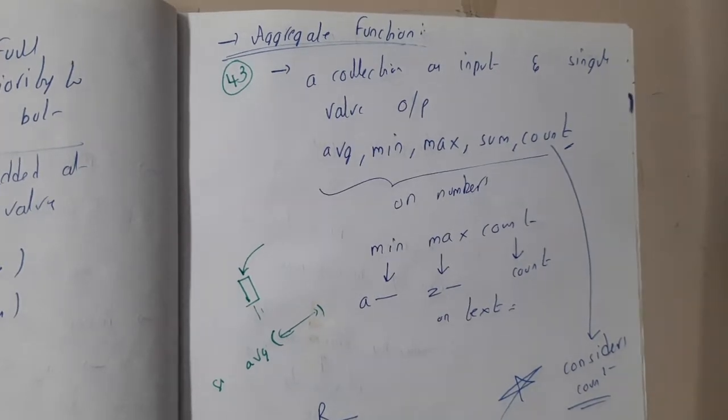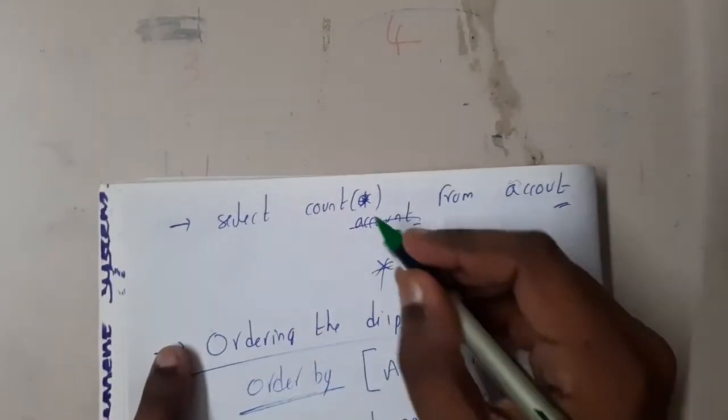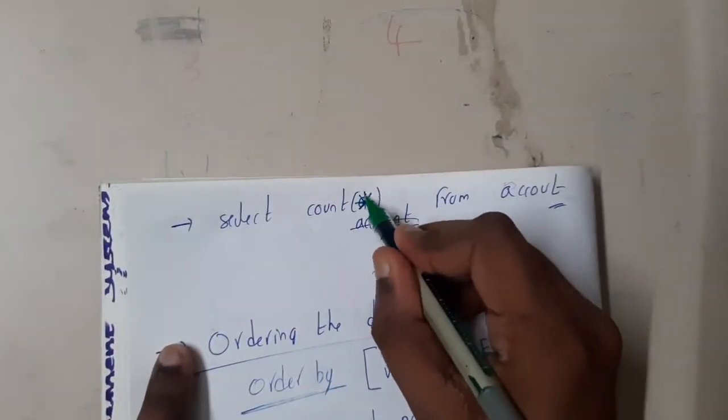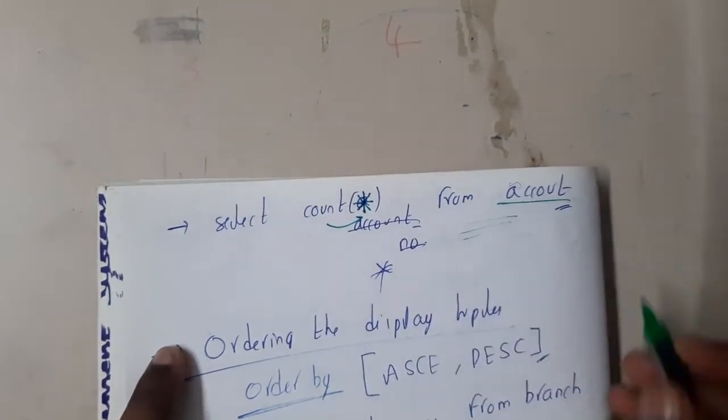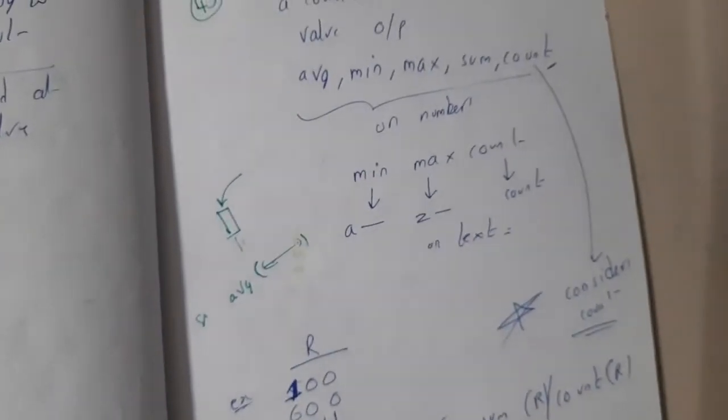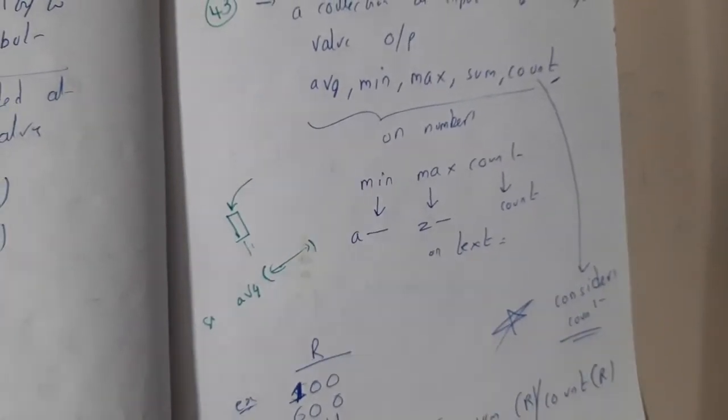Okay, so I think everyone is confused, like what do I mean by star, right? So in this way, select count star. So here you will write star. So it is going to count how many rows are in this account. So in that way this count operation will work. Got it? Yes. So now I hope everyone got a clear idea on this, right?